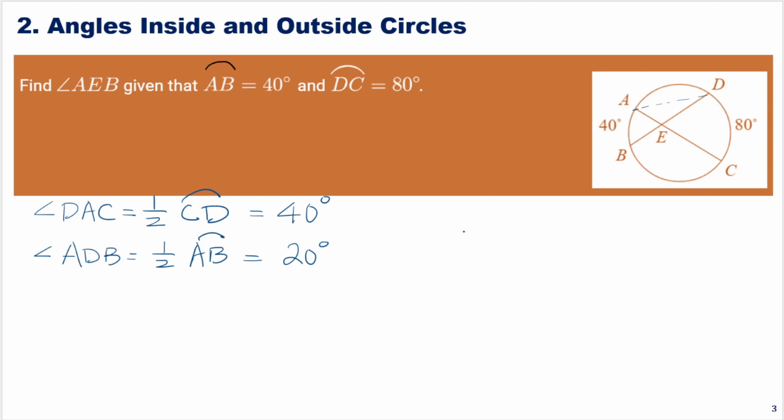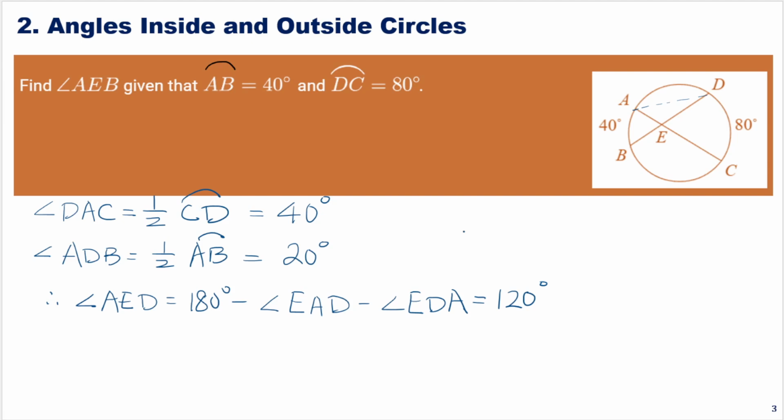You get it? Therefore, we have angle AED is 180 degrees minus angle EAD minus angle EDA. And that gives us 120 degrees, right? And therefore we have angle AEB is just 180 degrees minus angle AED, which is 60 degrees. Did you get it?